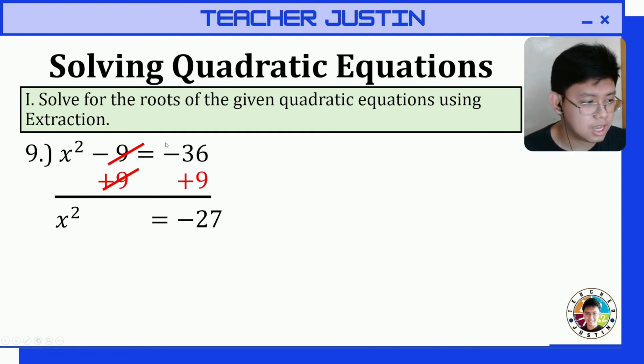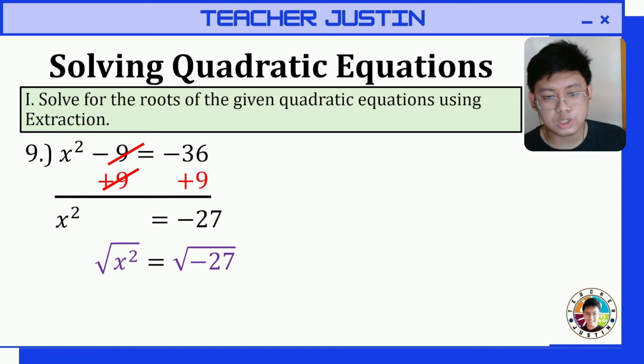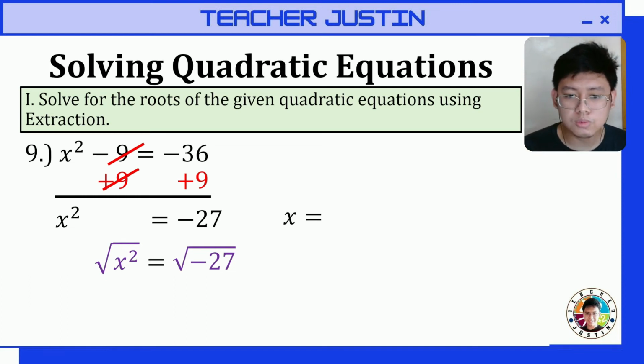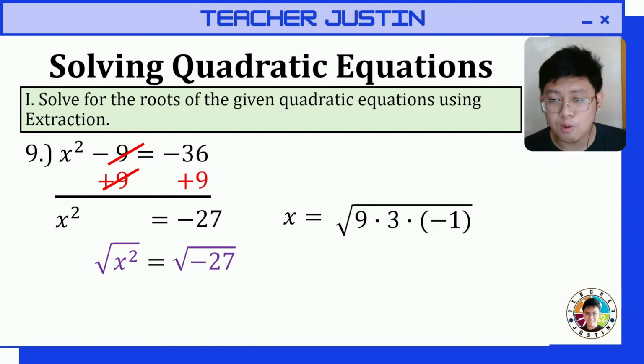Tapos, let's remove the exponent 2 dun sa ating variable x by using the square root property. We get the square root of both sides. So, the square root of x squared will be x. And yung square root of negative 27, since 27 is not a perfect square, we will factor negative 27. So, yung factors in negative 27 will be 9 times 3 times negative 1.